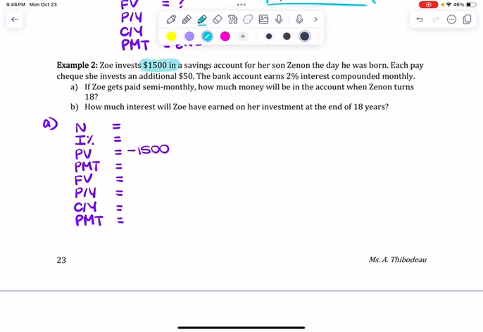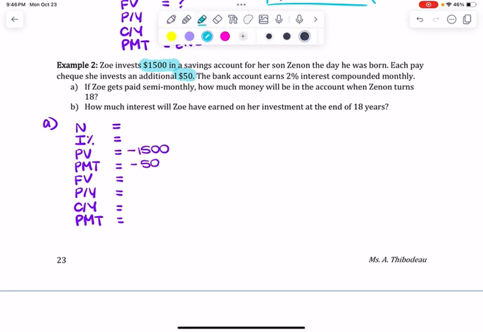Okay. Each paycheck, she invests an additional $50. So she's investing $50 every single paycheck. That's happening over and over and over again. So that goes into my PMT. Reminder, it's negative because it is in fact an investment. Now, it says that she is doing this every single paycheck. So my PY would be based on how frequently she gets that paycheck.